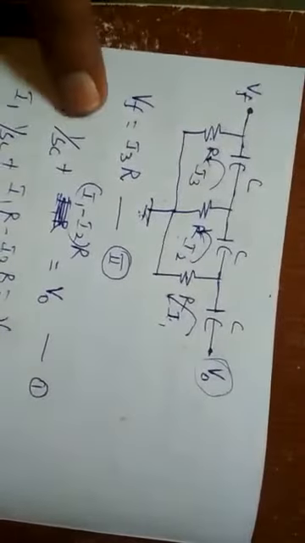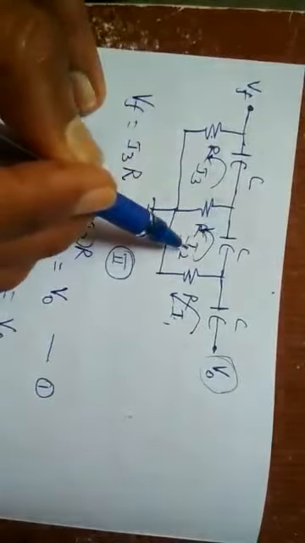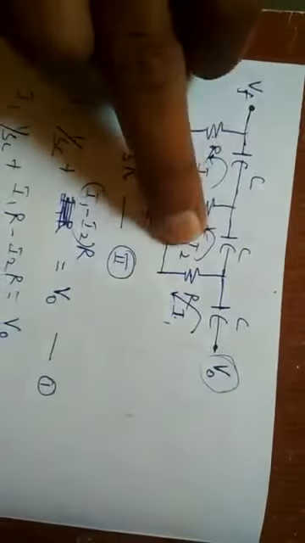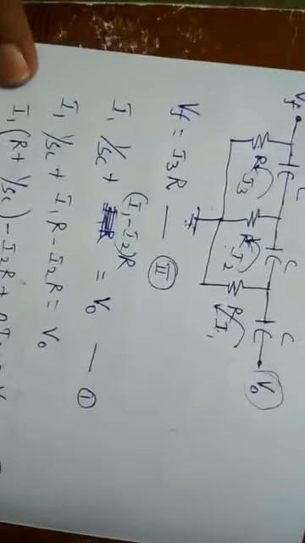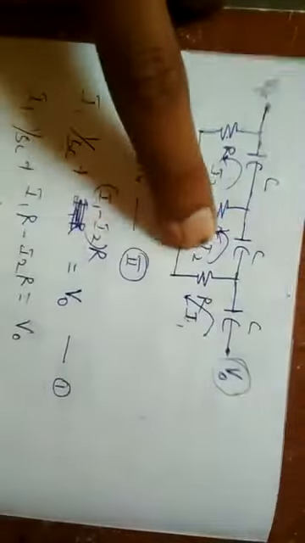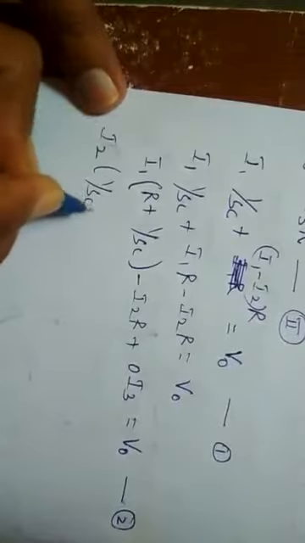Similarly, for the second region, the second RC pair, I2 is the source current, and I2 is flowing through the C as well as this R and this R. So the equation is written as I2 in C will be I2 into 1 by SC plus I2 and I3 both currents, this resistor shares both the currents.